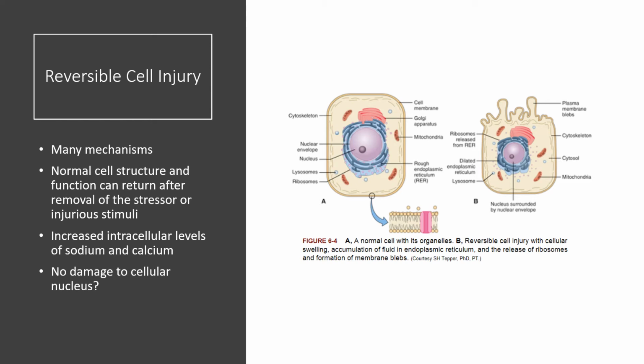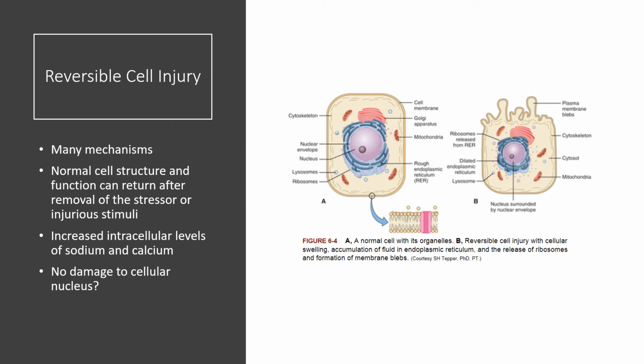So the injured cell could form plasma membrane blebs that could seal off and detach from the cellular surface. And in severely injured cells, ribosomes can detach from the rough endoplasmic reticulum, and a decrease in the number of polysomes can occur. And this could result in a dramatic reduction of protein synthesis. One thing I really want you to know about reversible cell injury is that there's no damage to the nucleus of the cell. All the damage is occurring in the cytosol.